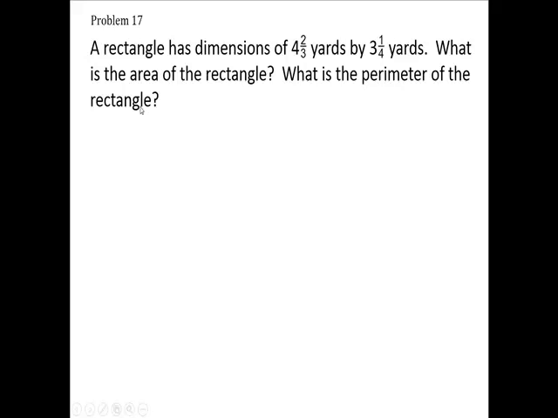A rectangle has dimensions of 4 2/3 yards by 3 1/4 yards. Now we want to know what is the perimeter of the rectangle and what is the area of the rectangle. We're going to do the area first, but then we're going to ask what is the perimeter of the rectangle. Okay, the area of the rectangle.